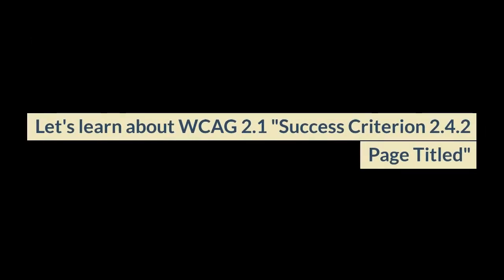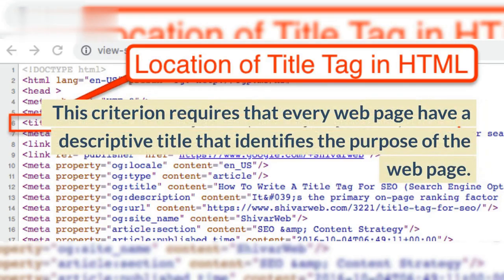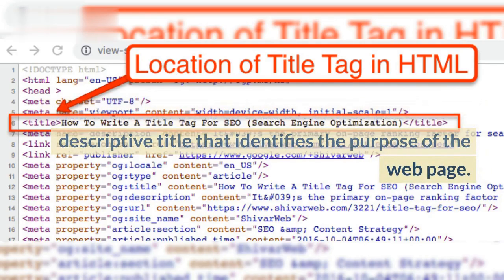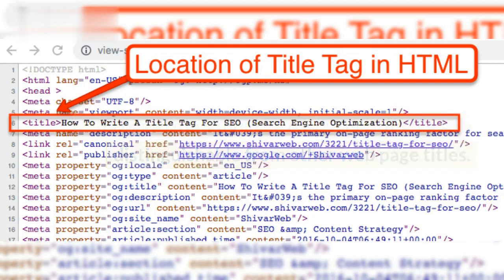Let's learn about WCAG 2.1 Success Criterion 2.4.2 page titled. This criterion requires that every web page have a descriptive title that identifies the purpose of the web page. The page title should be easily identifiable and distinguishable from other web page titles.